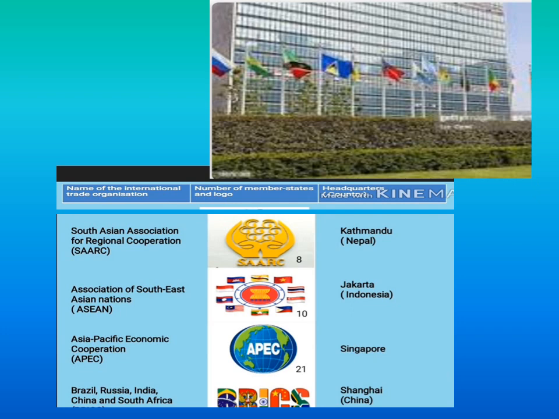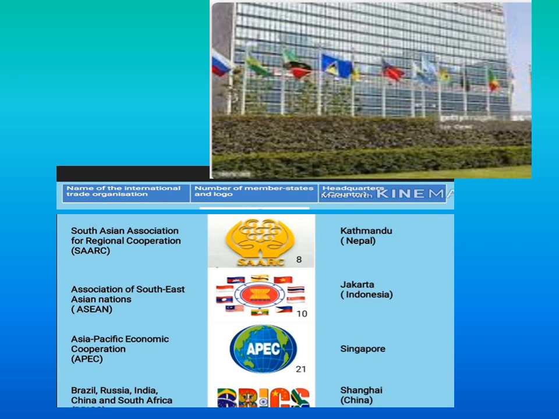Our next organization is Asia Pacific Economic Cooperation, that is APEC. The number of member states is 21 and the headquarters is in Singapore. The functions are free trade and economic cooperation in the Asia Pacific region, promoting regional and technical cooperation among members.